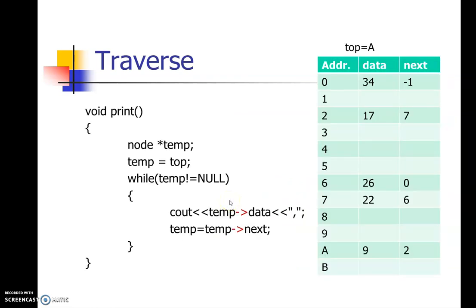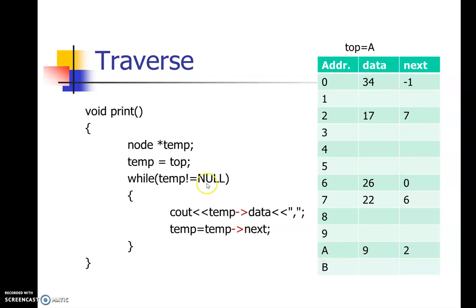The code is surprisingly simple. The print function is going to be defined by these 5 lines of code. In the beginning, like we mentioned, we define the new temp pointer, and we make temp equal to top, indicating where the beginning of the location is. In this example, from what we saw earlier, top equals A, indicating the address for the first location is at address A. So 9 is going to be our first item.